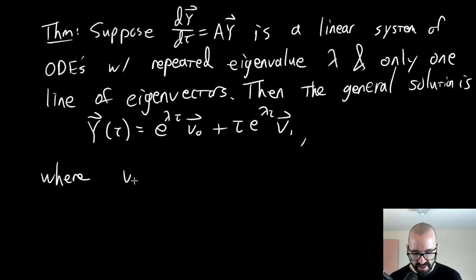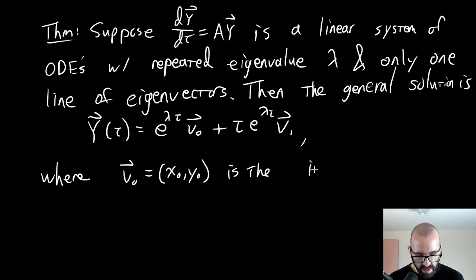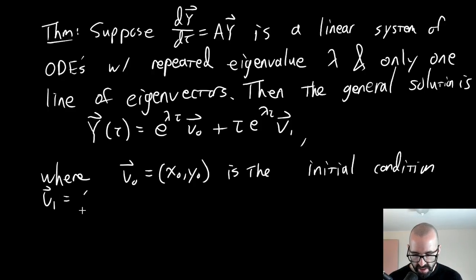So again, let's formalize this, right? V naught is our initial condition. And what is V1? It's going to be what we found. V1 is going to be A minus lambda I times V naught. And notice I gave you some cases, right? I said V1 could be 0. But if V1 is 0, you're going to see, we can multiply things out and you're going to find that V0 is just going to be an eigenvector as a result.